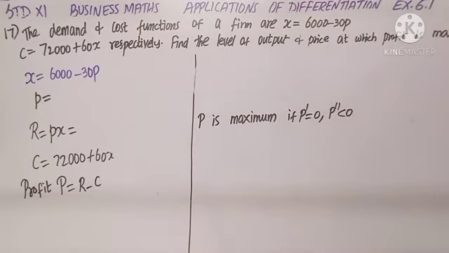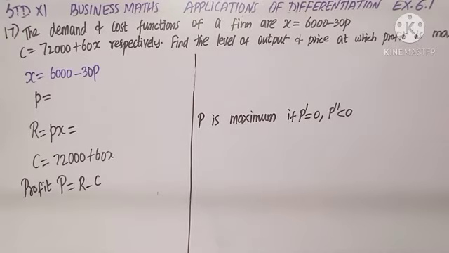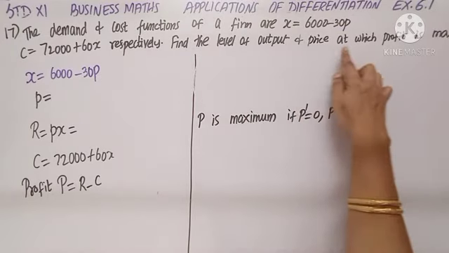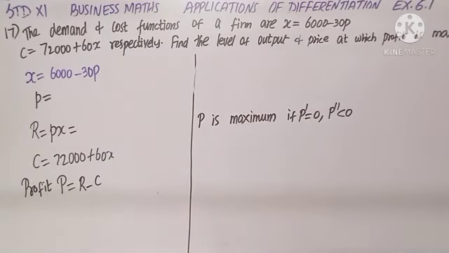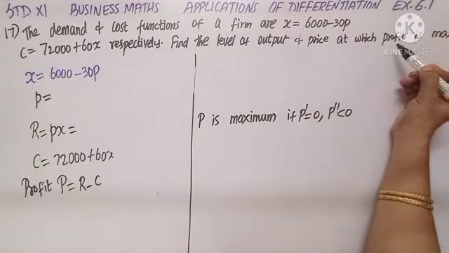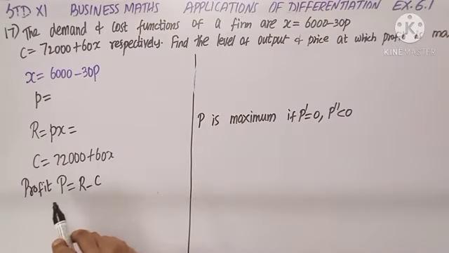Question number 17. The demand and cost functions of a firm are x is equal to 6000 minus 30p, c equals 72,000 plus 60x respectively. Find the level of output and price at which profit is maximum. Given x is equal to 6000 minus 30p. The question is about profit. What is profit? Capital P is R minus C.